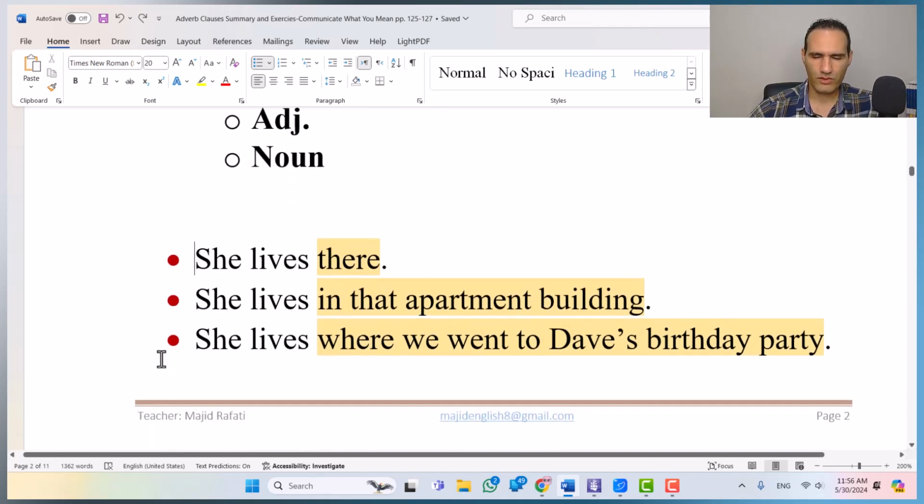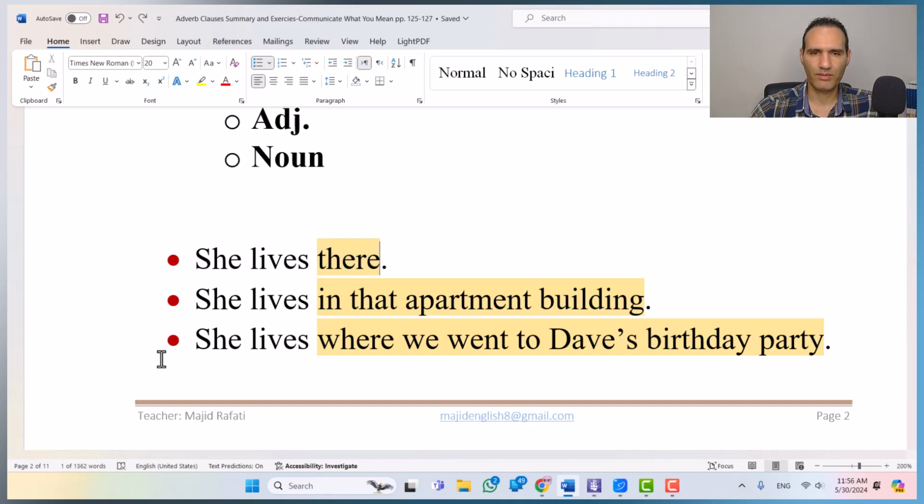So, she lives there. There is an adverb of place. She lives in that apartment building. In that apartment building, because it is a combination of two or more words and it's not a clause, it is a phrase. In that apartment building is a phrase functioning as an adverb. So adverb, phrase. And she lives where we went to Dave's birthday party.